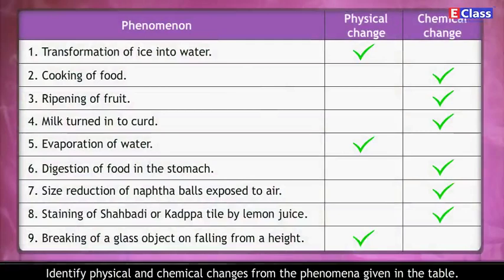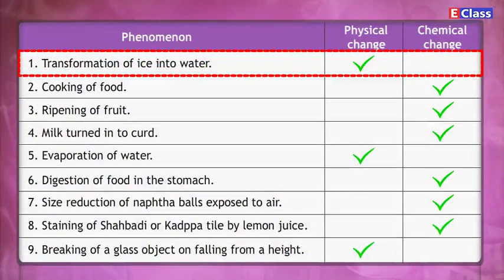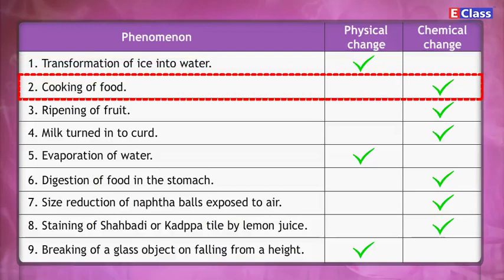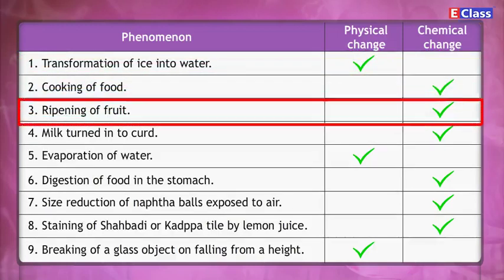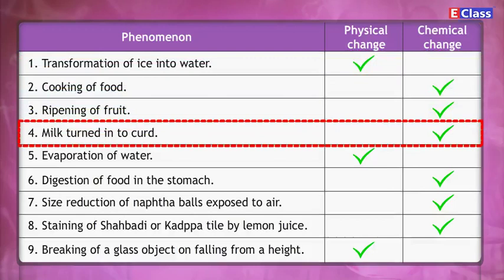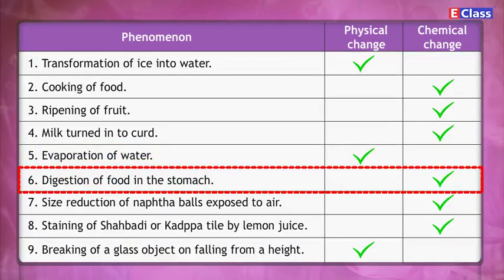Identify physical and chemical changes from the phenomena given in the table. Phenomena: 1. Transformation of ice into water. 2. Cooking of food. 3. Ripening of fruit. 4. Milk turned into curd. 5. Evaporation of water. 6. Digestion of food in the stomach.